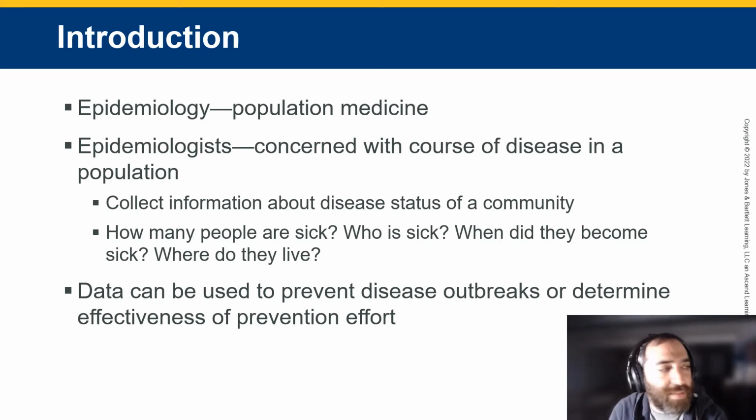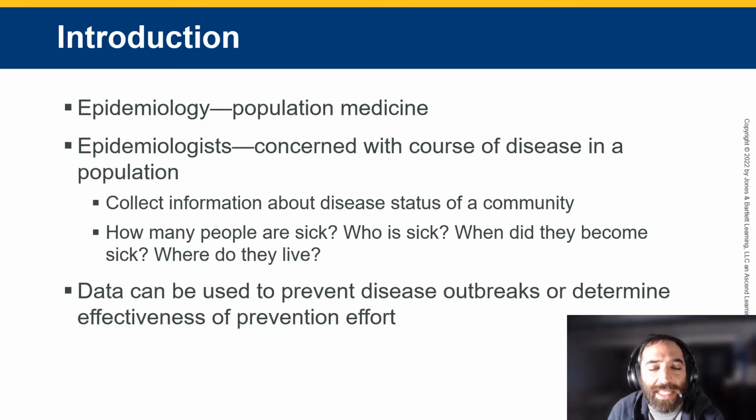So epidemiology is population medicine. If the doctor works on the individual person, that's what they're concerned about, the individual. When you go see them, you want them to be concerned about you. The epidemiologist is concerned about the entire group. They're like a macro doctor, if that helps you understand it. So an epidemiologist is concerned with the course of disease in a population.